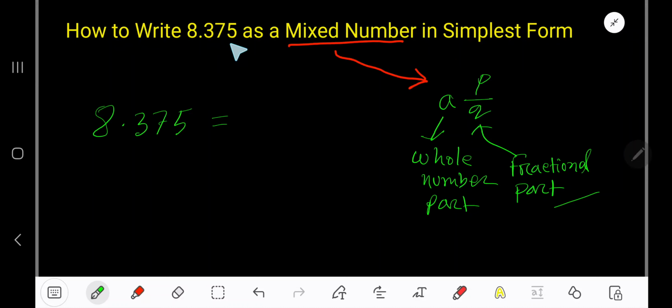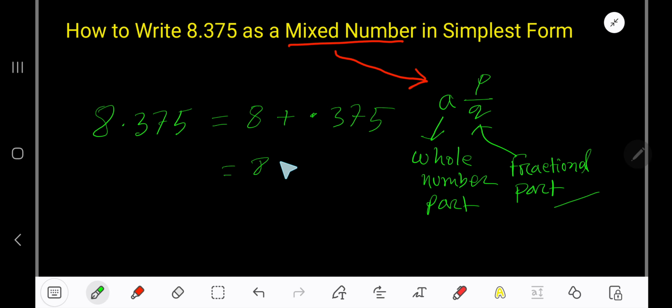How to write 8.375 as a mixed number in simplest form. Mixed number means we have a whole number part and a p by q part, that is, a fractional part. This is a decimal number, so 8 is the whole number part. Before the decimal we get the whole number part, after the decimal we get the fractional part, but in decimal form.